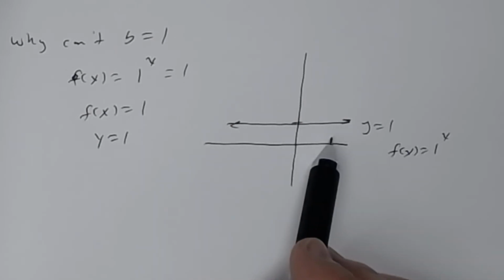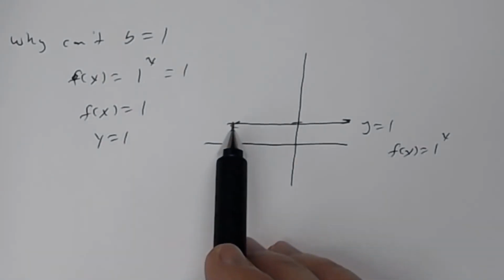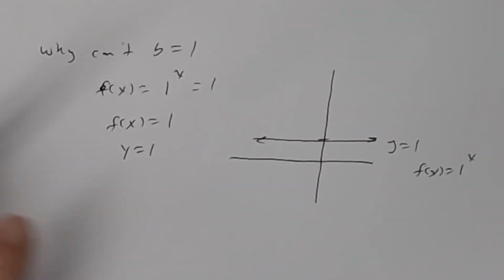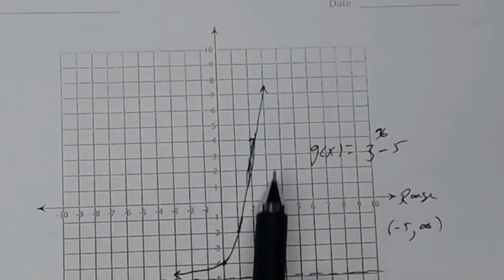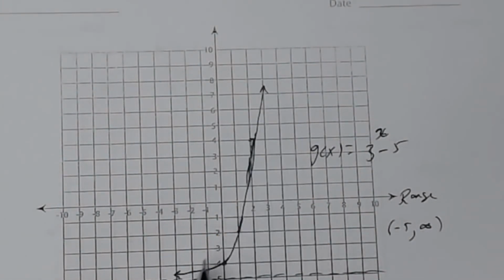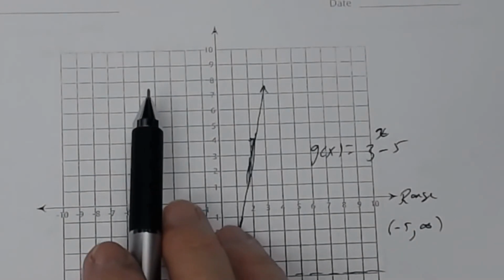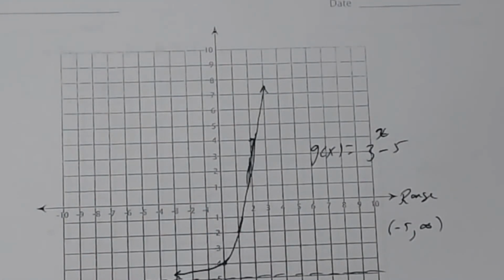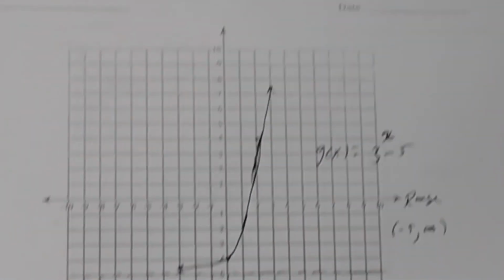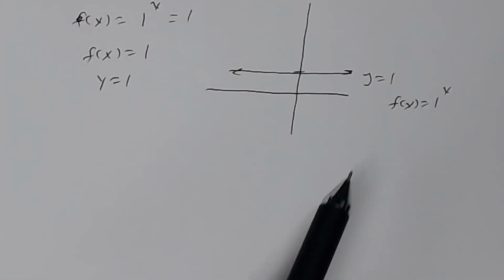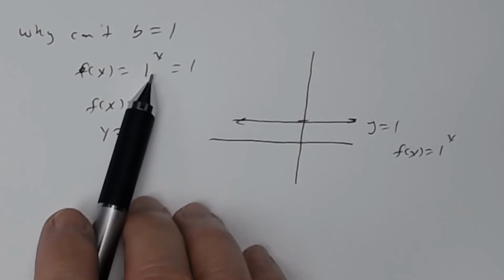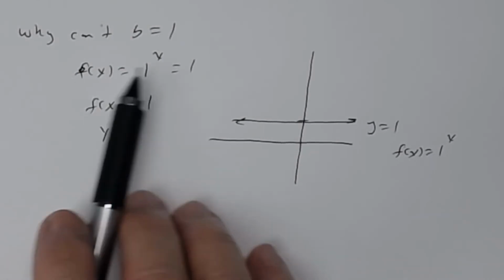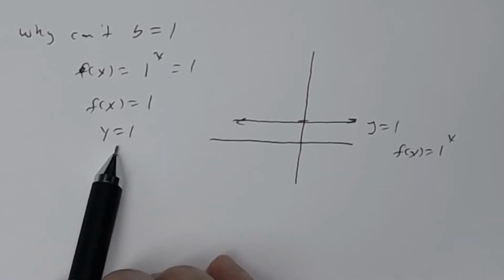So that's why the base cannot equal 1, because if it was 1, it would no longer have this shape. It would not be the shape of an exponential function. All exponential functions have this shape right here. It's either increasing or it could be decreasing, but it has that shape. So if the base was 1, it would no longer have that shape. In fact, it would no longer be an exponential function. It would be a linear function, because y equals 1 is linear.